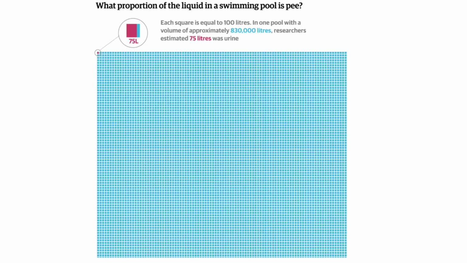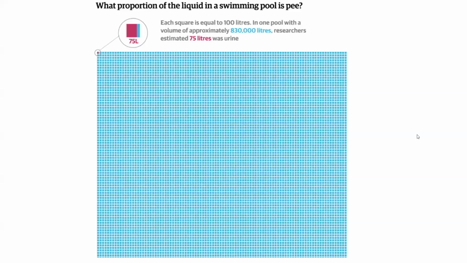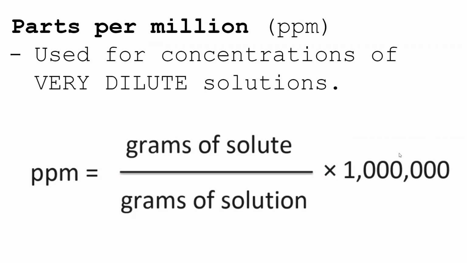So why are we talking about this? Well, I'm trying to think of a relevant way for you guys to remember parts per million. So this example shows very dilute concentration of urine in the pool, and parts per million, which we abbreviate as ppm, is a way to measure very dilute solutions. So we're not going to be using molarity, which we normally use for concentration measuring. We're using parts per million.